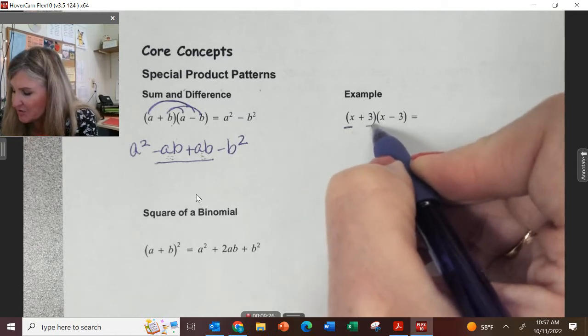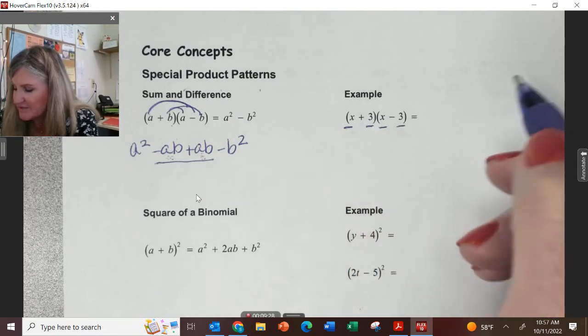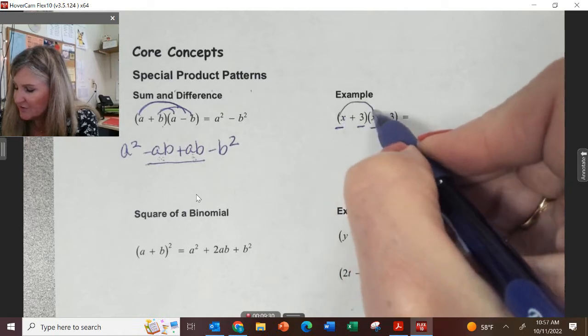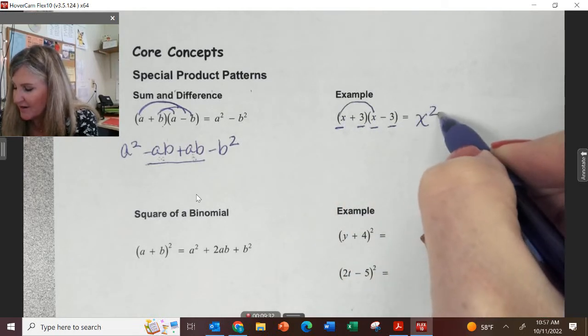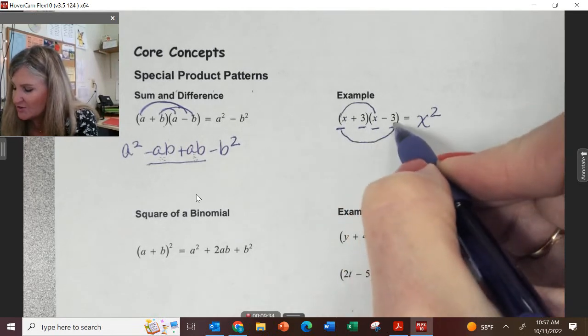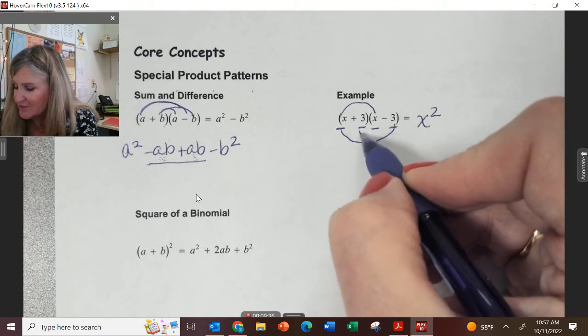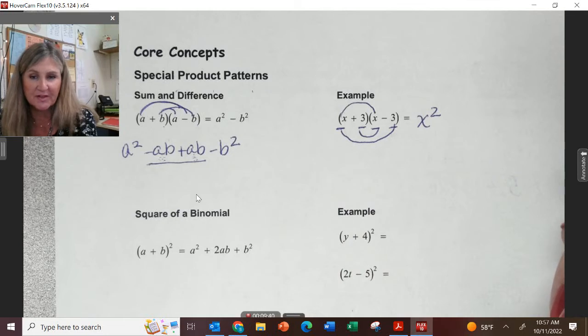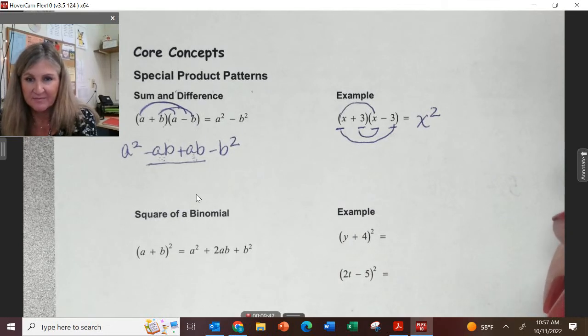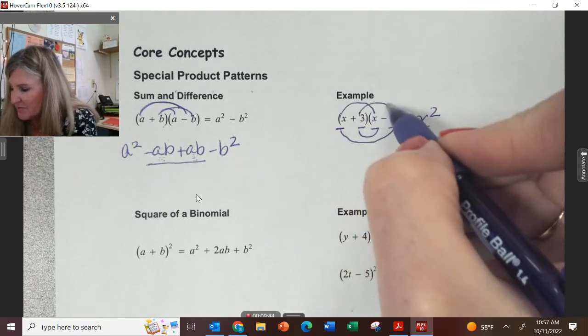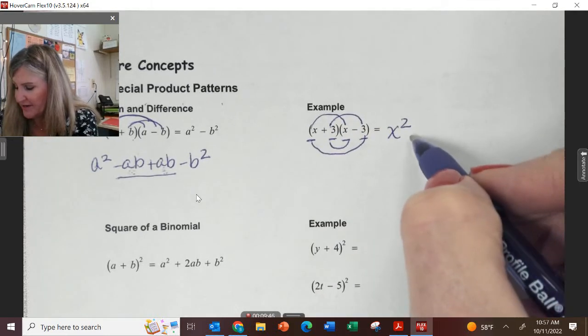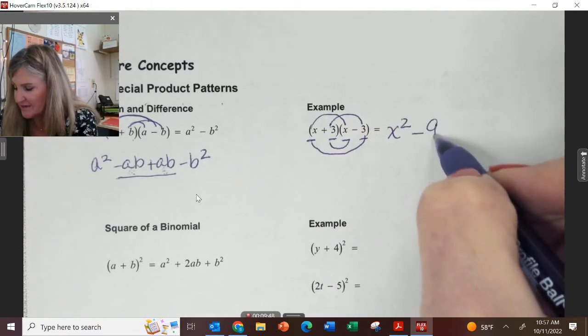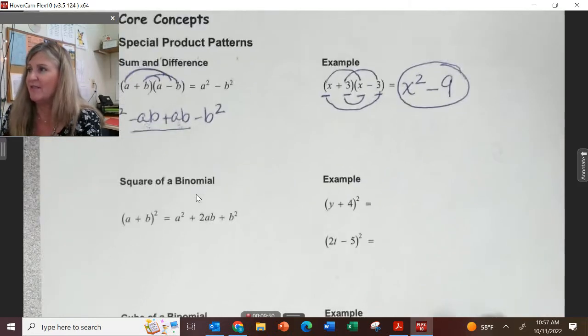Do you see how this is the same type of problem? I have x plus 3 times x minus 3. So when I do my first times my first, I get x squared. When I do my outers, I get negative 3x. When I do my inners, I get positive 3x. So what happens with those? They just cancel out. And then what's positive 3 times negative 3? Minus 9. So that's how we get on that one.